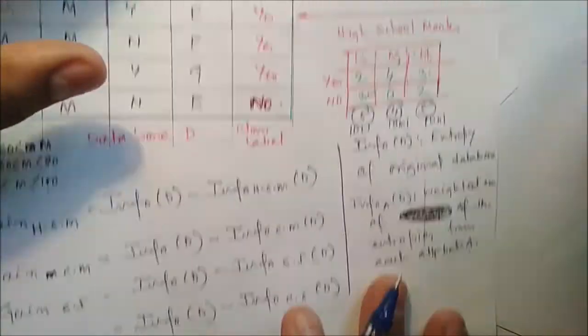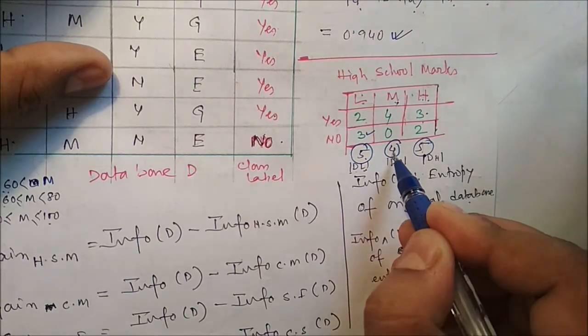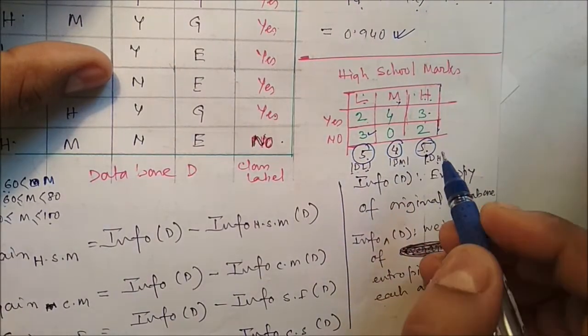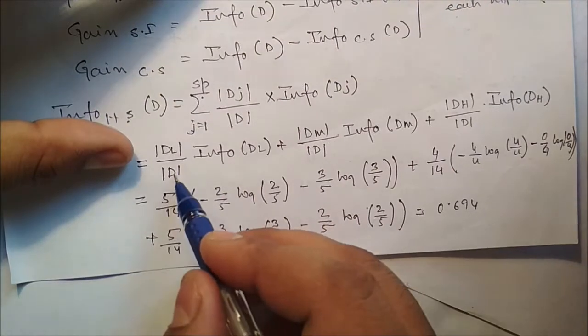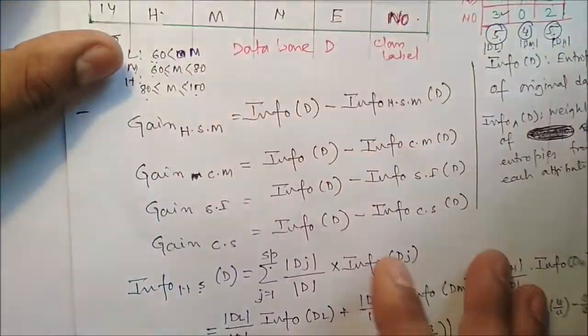So what is Dj? |DL| is 5, |DM| is 4, and |DH| is 5. And total data, |D|, is what? Total data is 14. That means the total number of rows is 14.